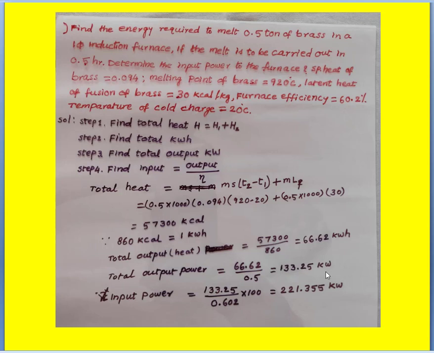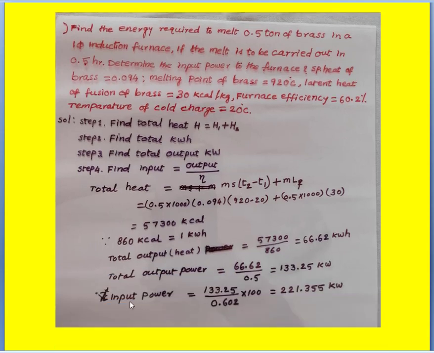So we know the efficiency and we know the output. So we can calculate the input to the furnace. That is, input to the furnace is equal to output, calculated as 133.25, divided by efficiency, given as 60.2. So we write here 0.602 into 100, then we get 221.355 kilowatts.